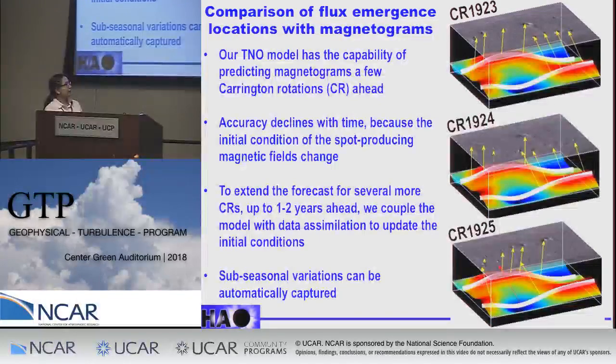So in order to match continuously with the surface magnetogram, the model output, we need to update the initial condition in a finite interval, and that can be done through data assimilation, which is in progress at this moment.